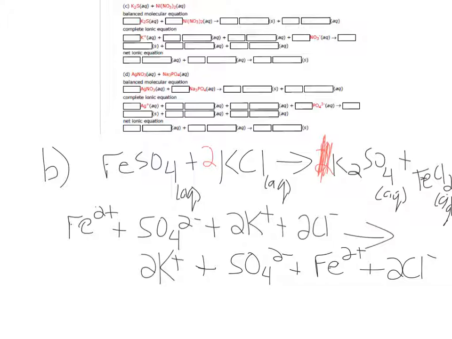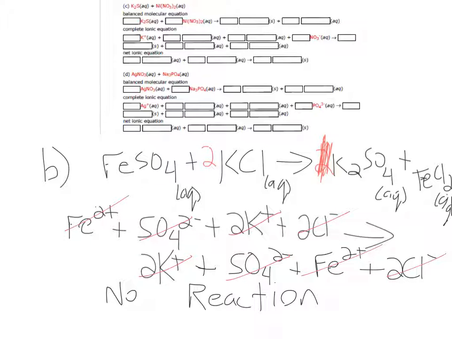Notice that every single thing we wrote crosses out precisely with another ion. The reactant side crosses out with something on the product side for every single ion. So what do we have left? Nothing. There is nothing that remains, and so we have a no reaction for this chemical equation.